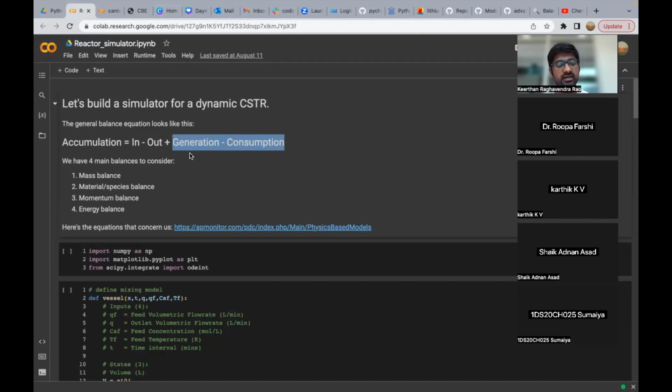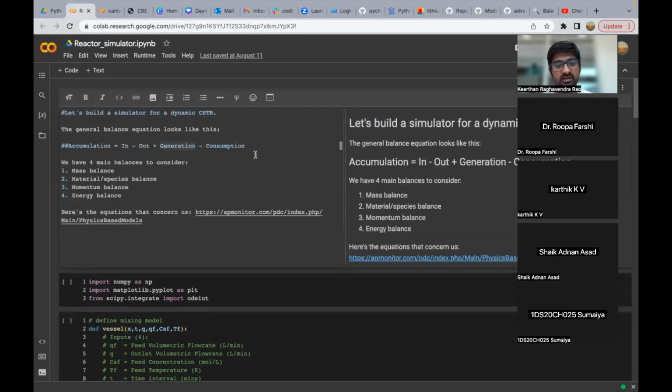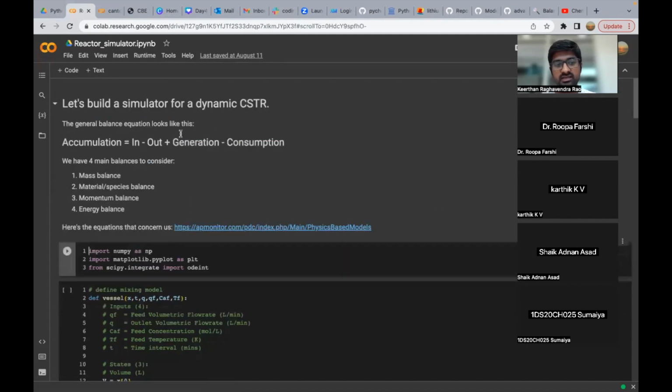What I mean by rate expression is it's the result of a chemical reaction taking place. For the simplicity of this particular notebook and problem, we can just assume the rate of this chemical reaction is zero. In other words, we can just assume that there's no chemical reaction happening. But you can imagine that that's not going to be the case most of the time when you're working in a chemical industry. So there are four main balance equations that we need to consider.